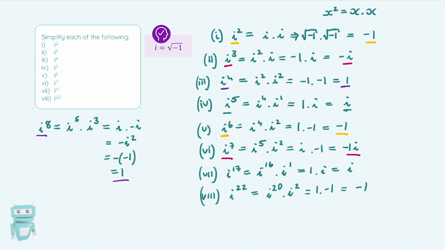So when you're given them powers of i, try and work out how many times 4 goes into it evenly. And then whatever's left over, you can figure it out from your first 4.